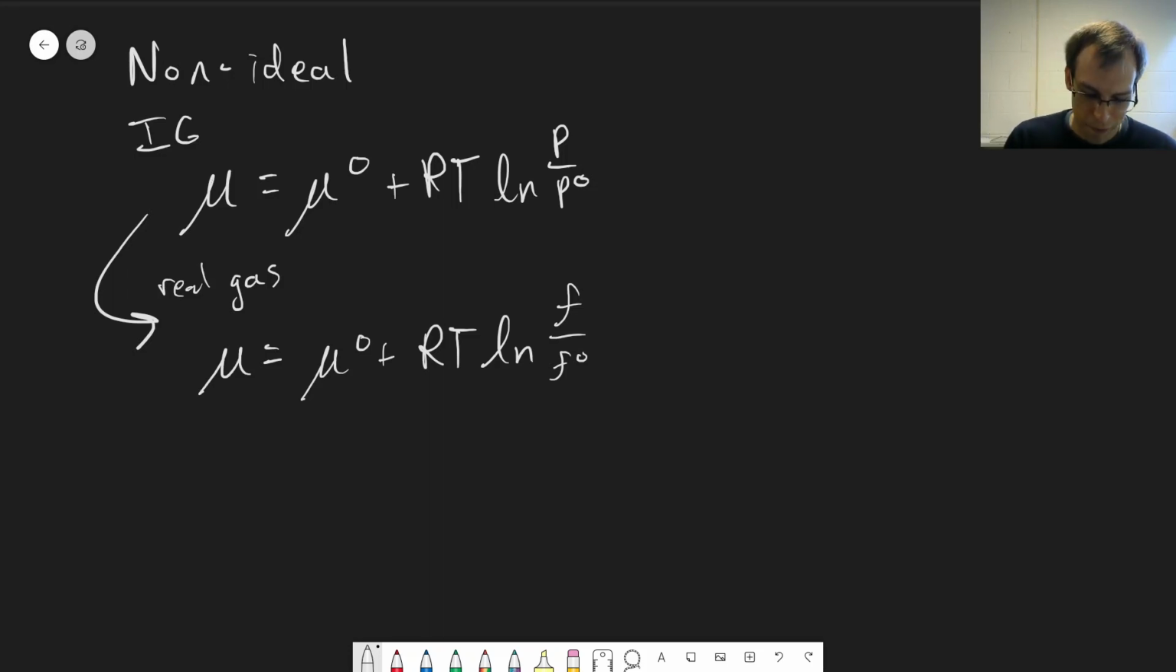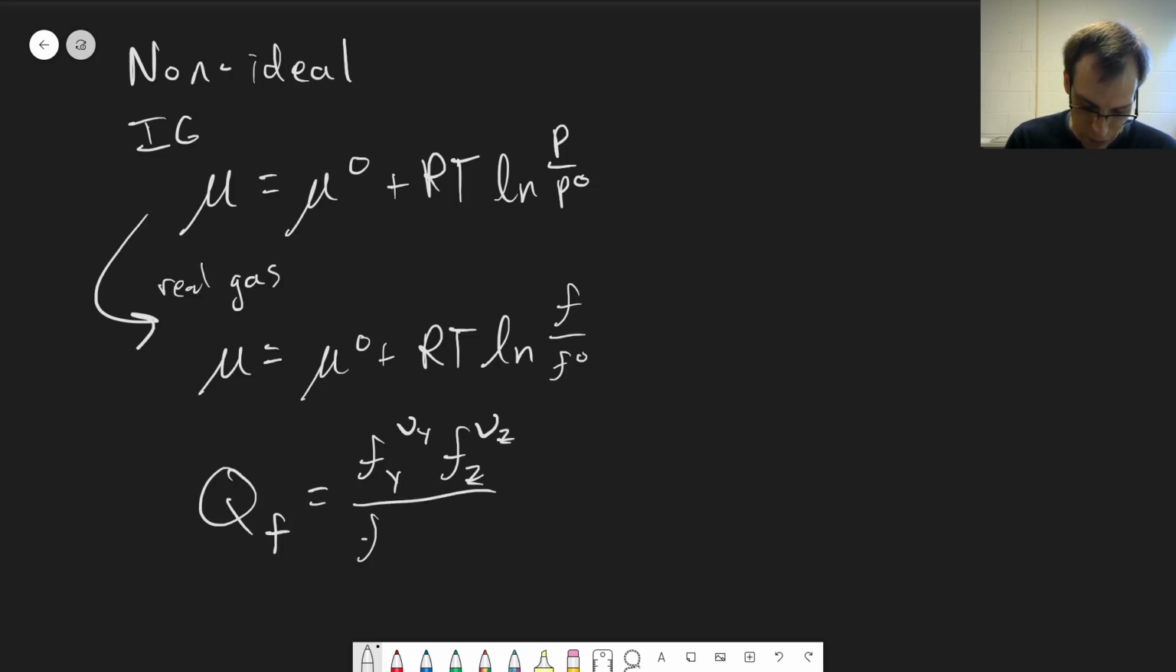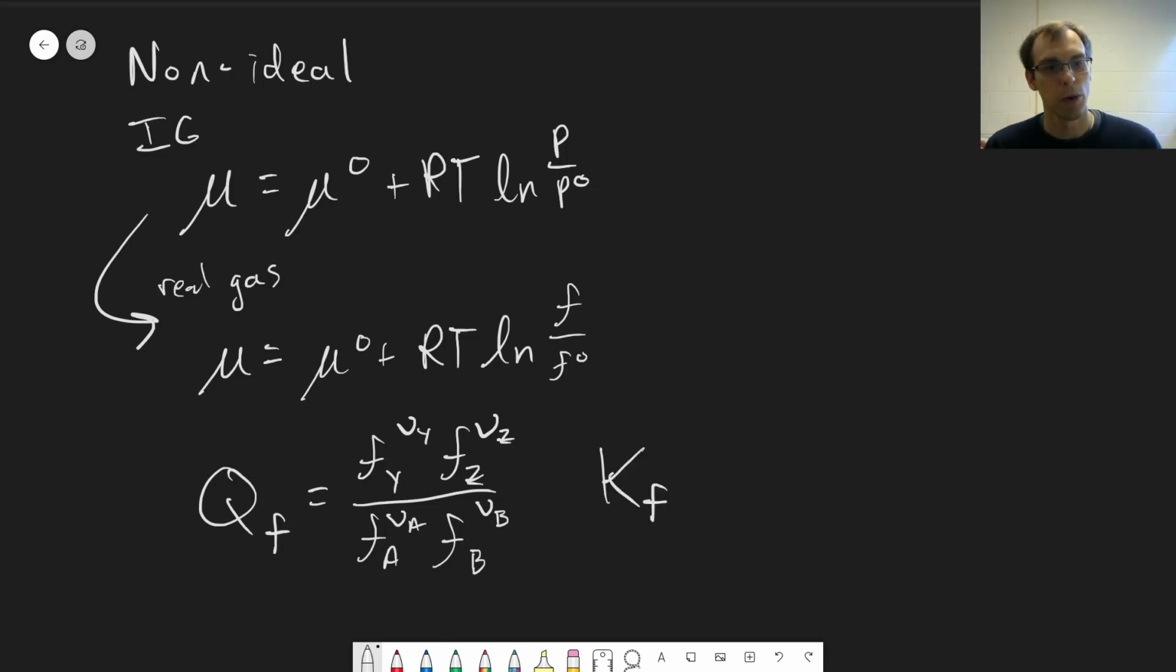And so our definition of Q, in terms of fugacities, we write with the subscript F to emphasize it's using fugacities. Using our generic reaction that we started the chapter with, we would have the fugacity of Y raised to the stoichiometric coefficient of Y, fugacity of Z raised to the Z coefficient, fugacity of A raised to the A coefficient, fugacity of B raised to the B coefficient. That's the only thing that would change, and at equilibrium this would become Kf, where we replace all the pressures with fugacities. This is known as the thermodynamic equilibrium constant.